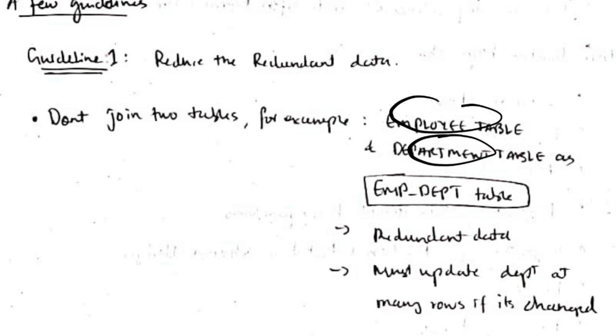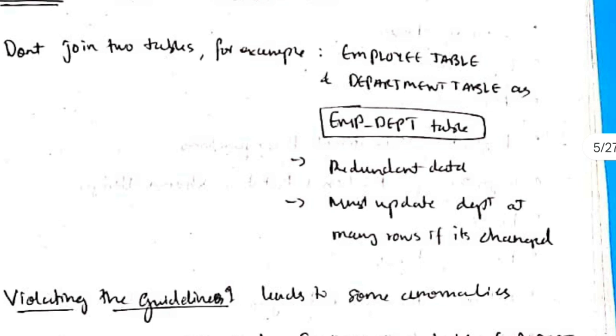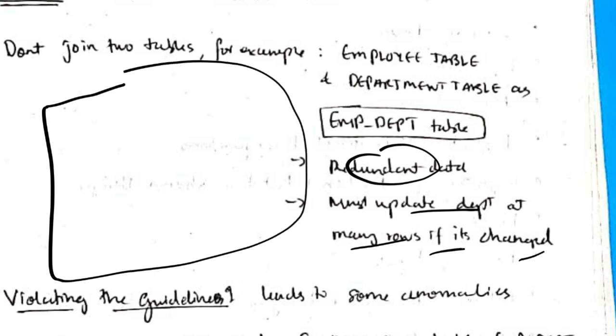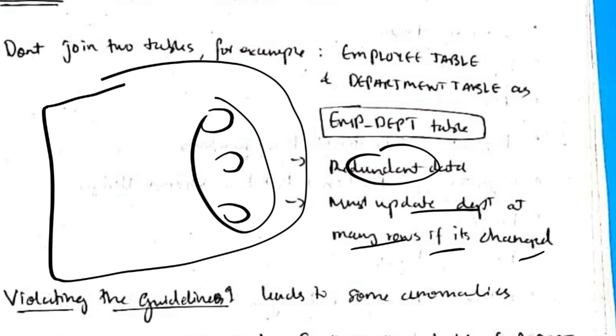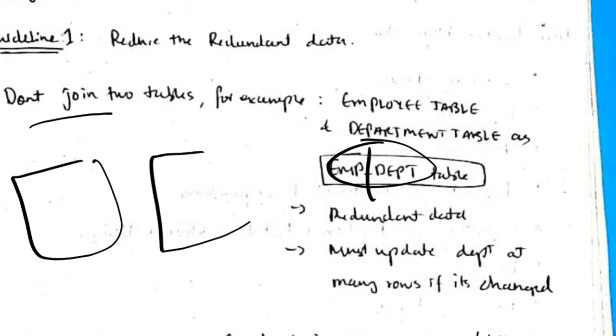If you join two tables, we'll again get the same thing I discussed here, which is the redundant data, and you must update the department in many rows if it is changed. Since the tables are joined, we'll have the department name in many places, and that should all be changed. That's the first guideline: don't join two tables, instead make two tables. If you have the employee department table, separate it into an employee table and a department table.